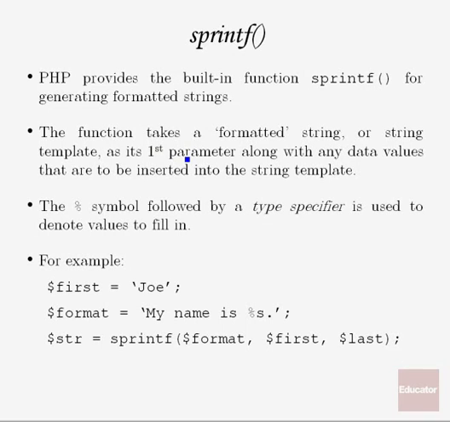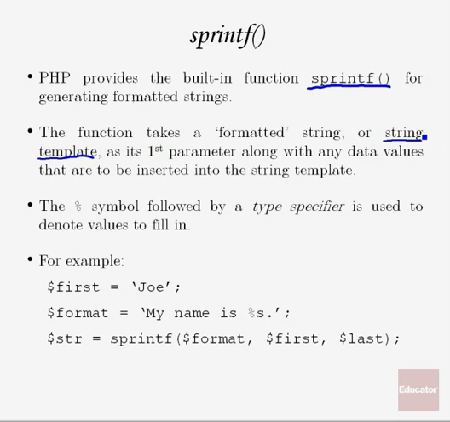So the sprintf function is used to do what is known as generating formatted strings. Basically, it takes what it calls a formatted string. I think a better name for it is a string template. You define a template for a string, and then you call this sprintf function. You pass it this string template and then values that you want inserted into that template.